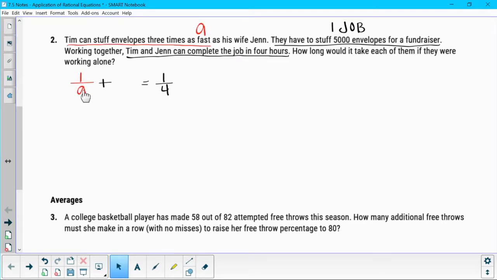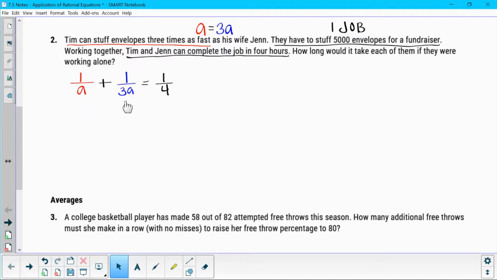Now, what about individually? Well, Tim can stuff envelopes 3 times as fast as his wife, Jen. So let's say one job, we're going to represent Tim's time by A. So 1 over A. Now, Jen takes longer. She's going to have to work 3 times longer than Tim since he happens to be faster. So her statement is going to be written as 3A. So one job, it takes her 3 times as long as Tim to do it. Another way you could write this is 1/3 A and A.